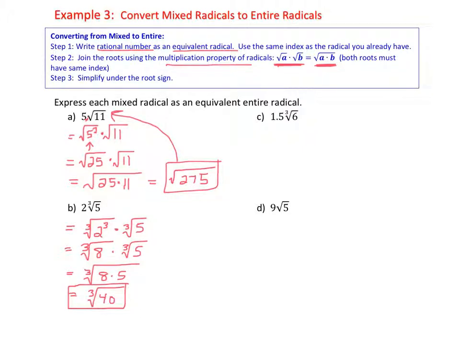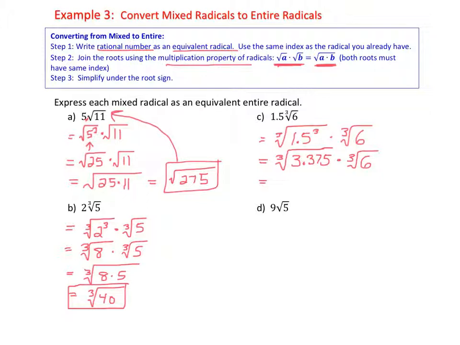Next, we have example C. We have 1.5 times the cubed root of 6. Here we're going to write 1.5 as the equivalent cubed root. So it's 1.5 cubed times the cubed root of 6. 1.5 cubed is equal to 3.375, and then we times that by the cubed root of 6.